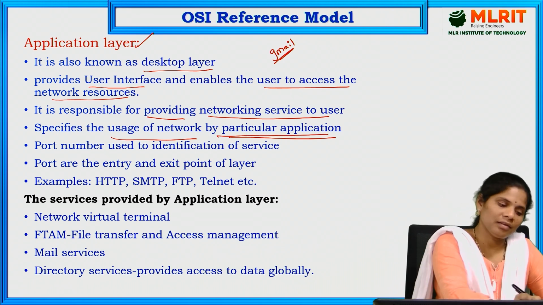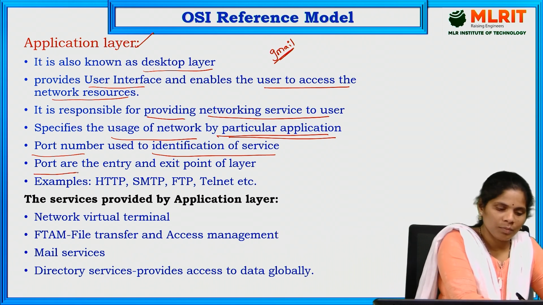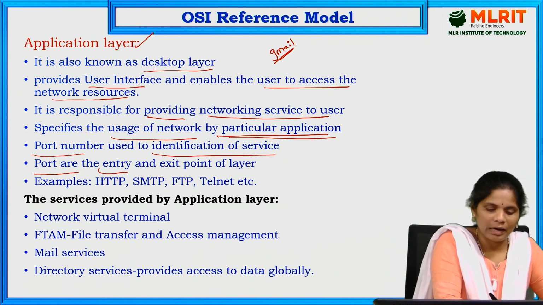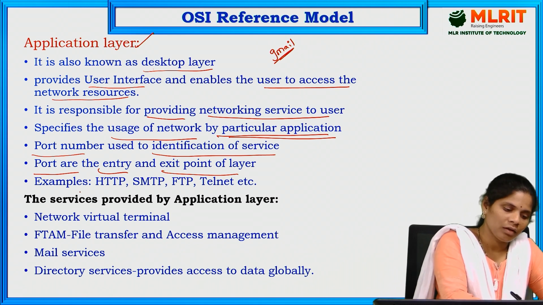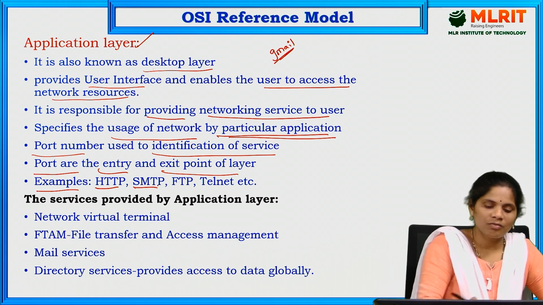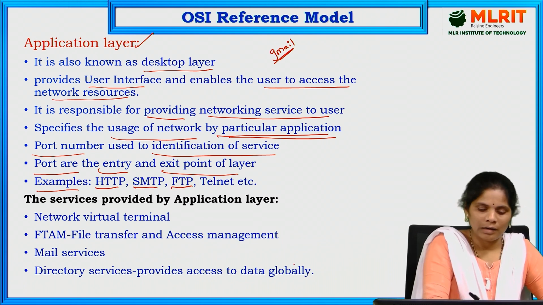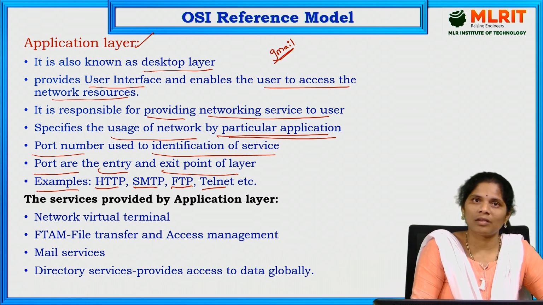And in this application layer, we are going to use the port numbers. These can be used for identification of the service, which type of service is going to be provided. At the same time, these port numbers are mainly the entry and exit points of the layer. What are the protocols it is supporting in the application layer? Some examples are Hypertext Transfer Protocol, Simple Mail Transfer Protocol, File Transfer Protocol, Telnet. These are the examples for the application layer, meaning through which application you want to send that particular data. That is the main aim of the application layer.